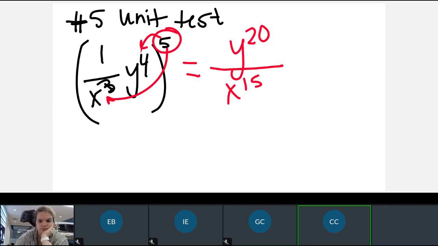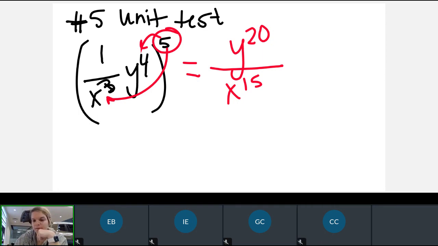I'm slightly confused on number 5. Okay, what are you confused on? When you multiply the outside exponent with this exponent, isn't it supposed to be multiplied, like not subtracted or added?